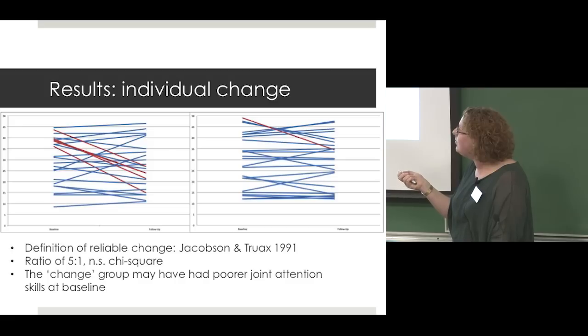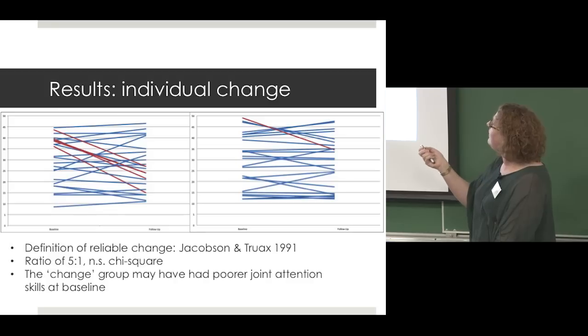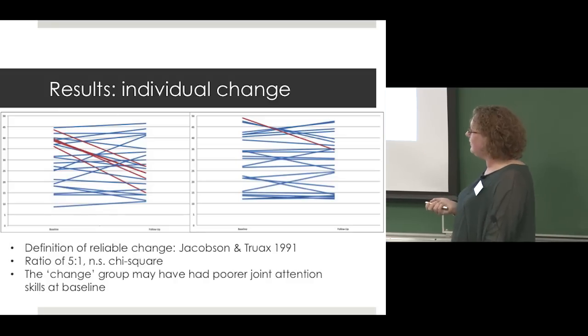There's actually five lines here, but one of them's sort of hidden behind this one. Five children in the intervention group who showed that really significant, reliable change, and only one child in the control group who did.